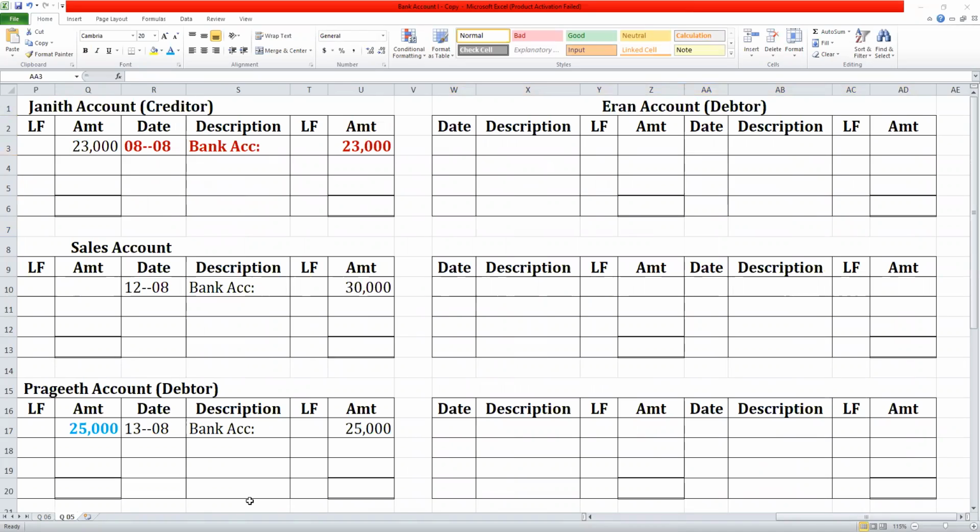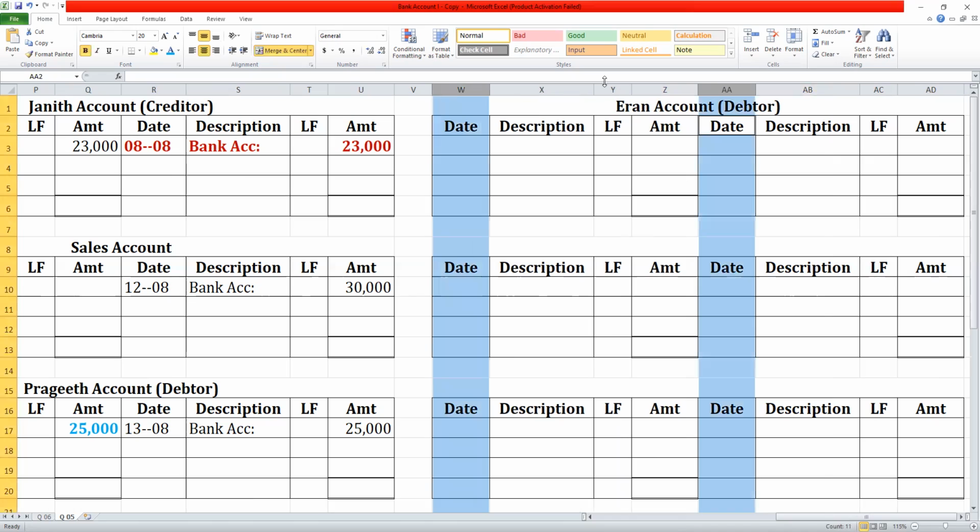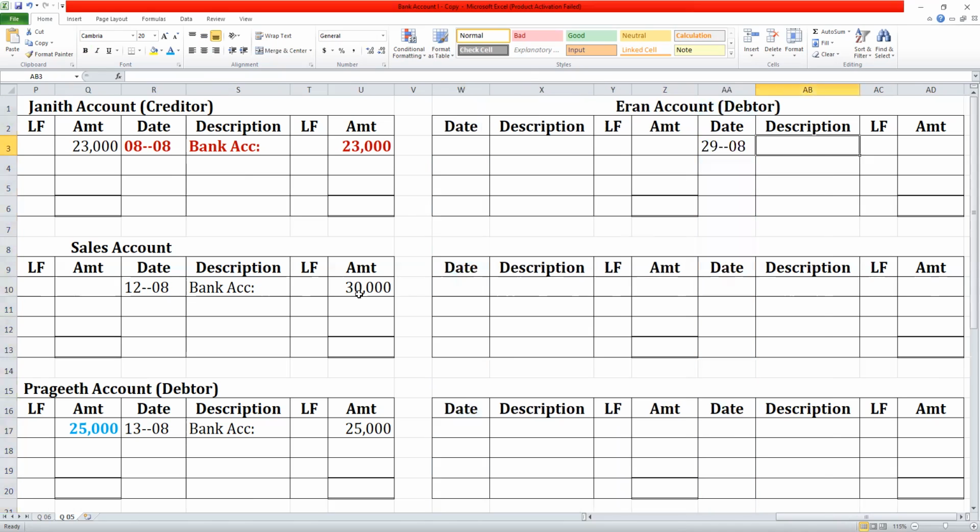So this is a collection from Iran. Please record the date here. It is 29th of August. We have collected a check worth 28,000 from Iran. And on the same day, we have allowed a discount worth 2,000 to Iran.